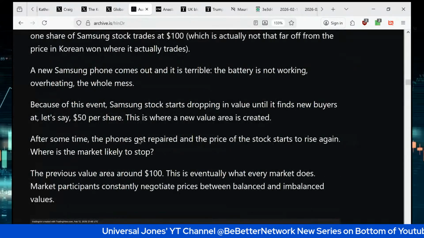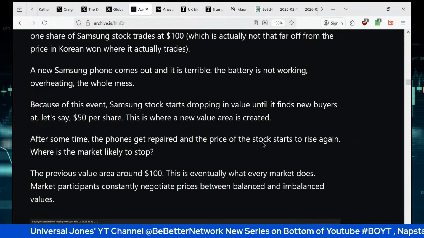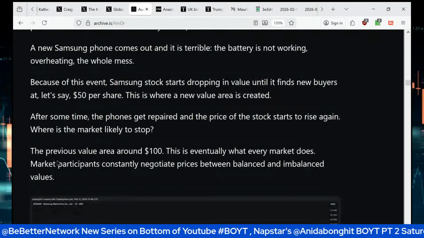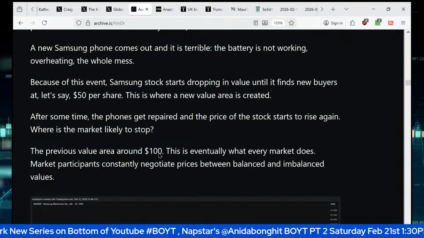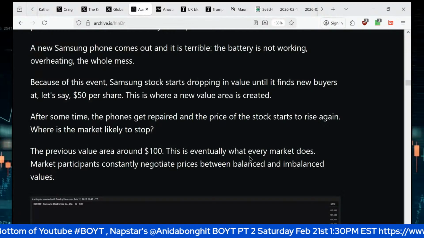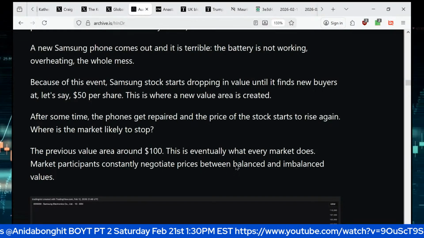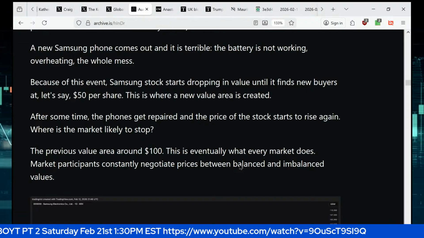After some time, the phones get repaired and the price of the stock starts to rise again. Where is the market likely to stop? The previous value area is around $100. This is eventually what every market does. Market participants constantly negotiate prices between balanced and imbalanced values.